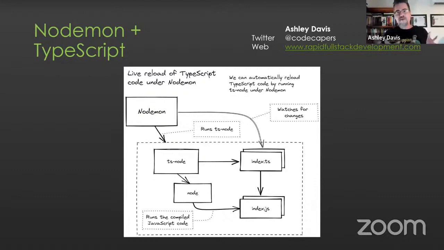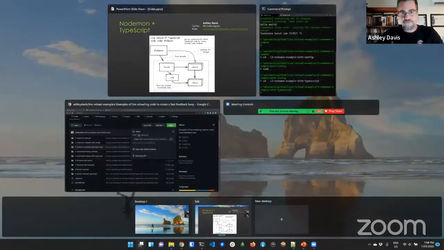So this diagram here shows how we can run Node.js basically under TS Node, which in turn is going to be running Nodemon. The way we're going to set this up is that Nodemon is going to be watching our TypeScript files instead of JavaScript files. And when they change, it's going to restart TS Node, which of course is going to restart Node.js and reload our code files. Okay, so let's have another look at the code.